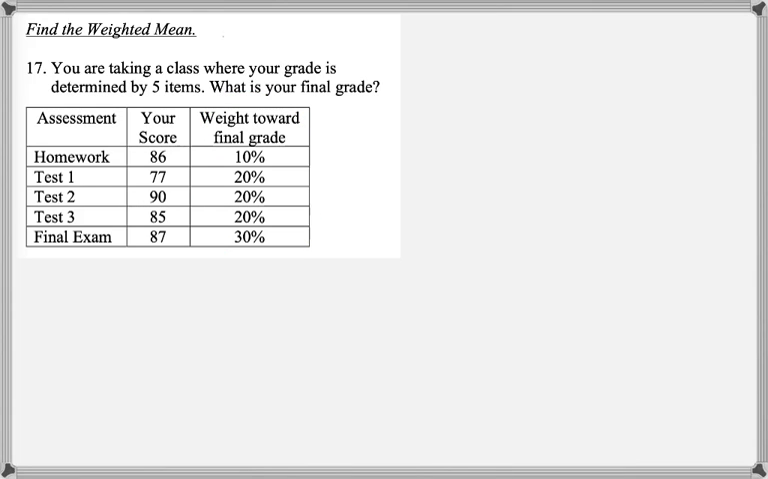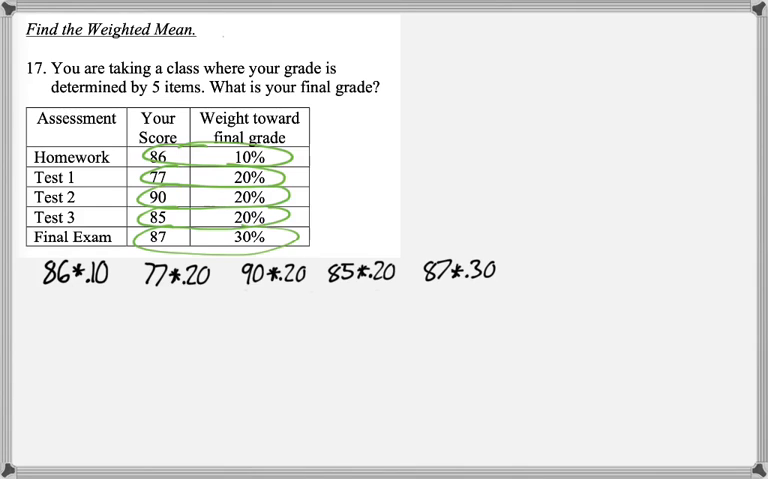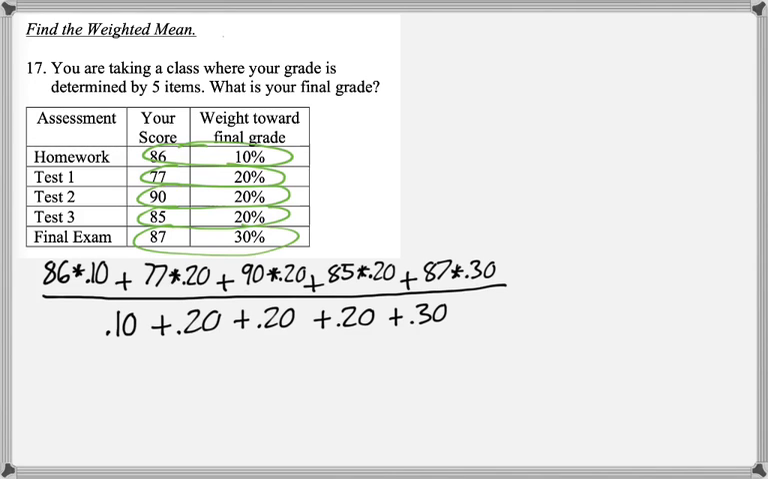So we need to multiply each of our scores times the weights towards the final grade, and we are going to express each of the percents as decimals. Now I want to add these and then divide by the sum of the weights, and this will equal 85.1 over 1, and the denominator should be 1 because that represents 100%. So our final grade is 85.1.